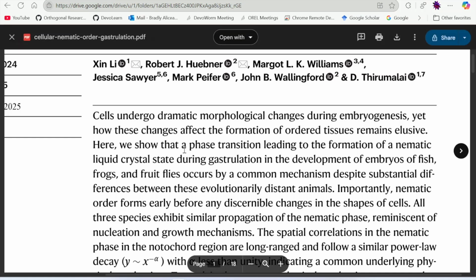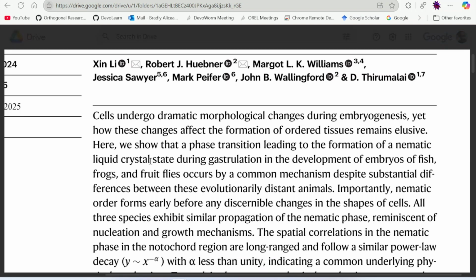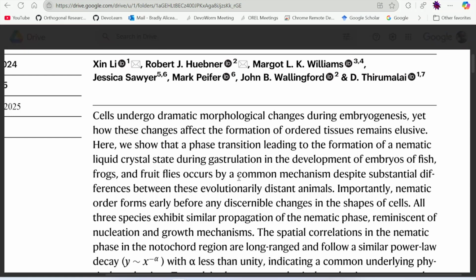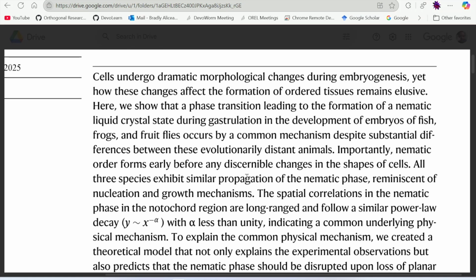Here we show that a phase transition leading to the formation of a nematic liquid crystal state during gastrulation in the development of embryos of fish, frogs, and fruit flies occurs by a common mechanism, despite substantial differences between these evolutionarily distant animals. So basically, in all these model systems, they looked at the embryos and found that there was this nematic order playing a role here.